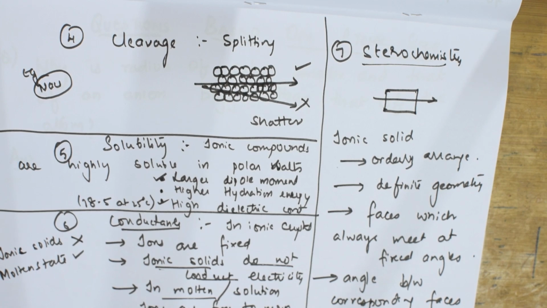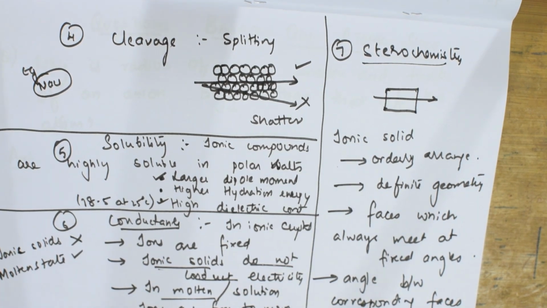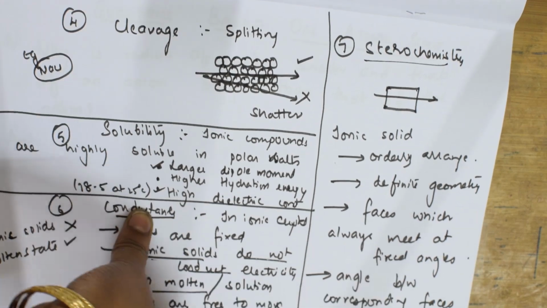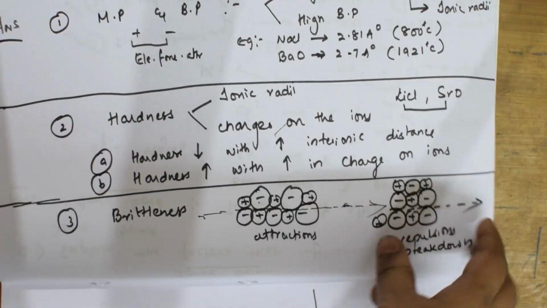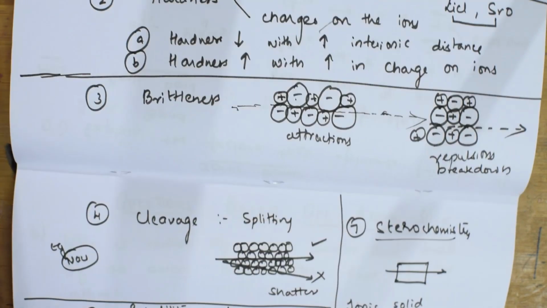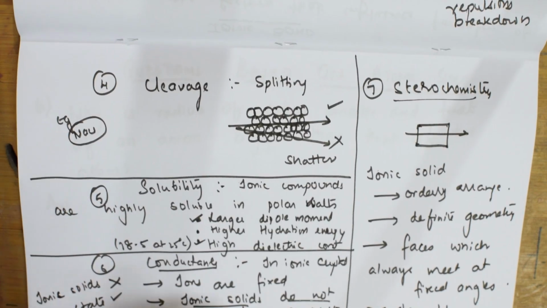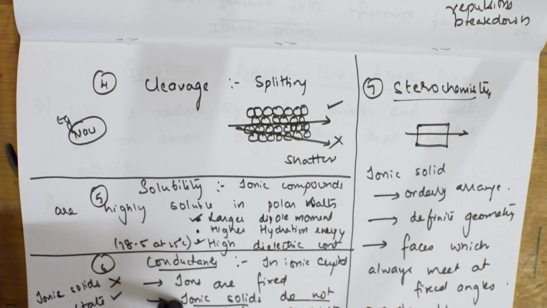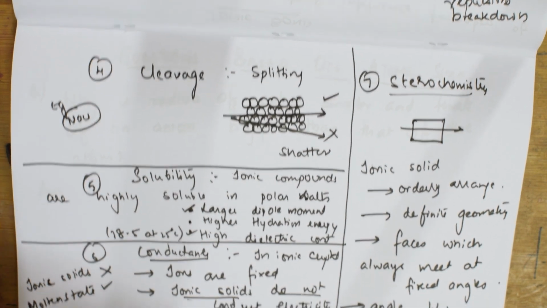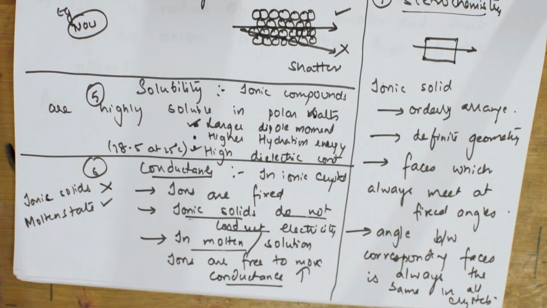That's it, right? This is how you have to study, students. These are the different factors which the ionic bond depends upon. I took the factors, that is the melting point, boiling point, and hardness, then I explained brittleness, the cleavage concept, the solubility concept, and the conductance concept. I also showed you the stereochemistry and how the angles will be, right, students? So I hope the concept is clear.